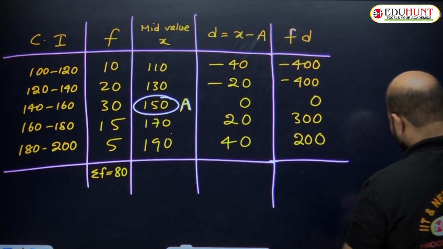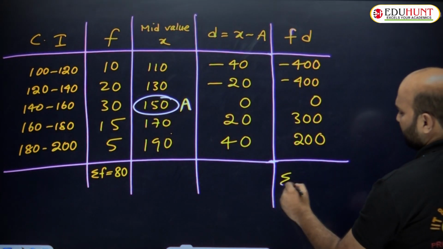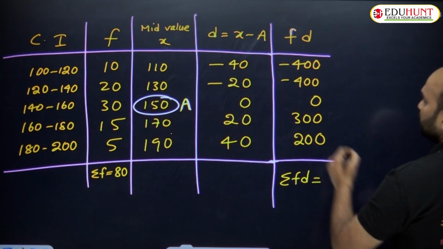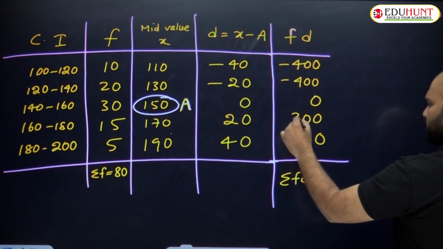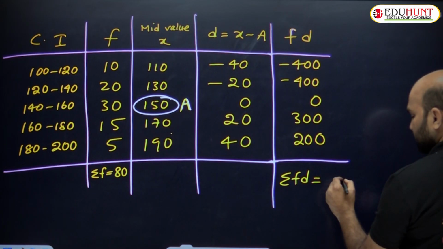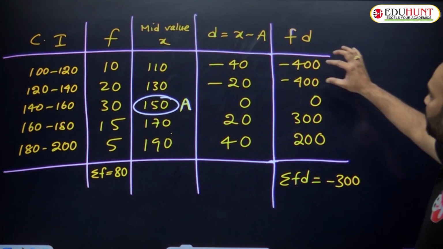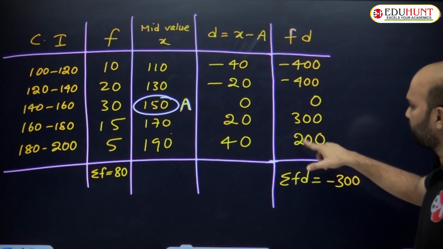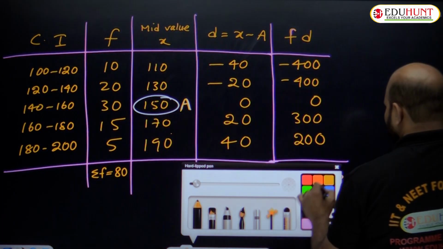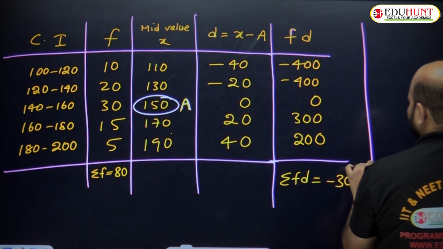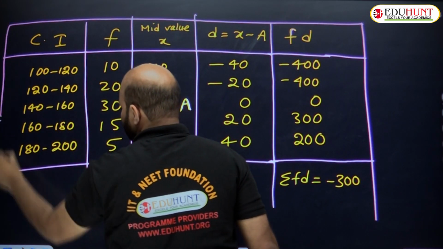Am I clear? So in that formula, we need to find sigma fd, the total value. Minus 400, minus 400, minus 800, plus 500, so we will get minus 300. Minus 300, that is sigma fd. Minus 800 plus 500, we get minus 300. That is the sigma fd value. So this is the table using the assumed mean. Am I clear? Yes.